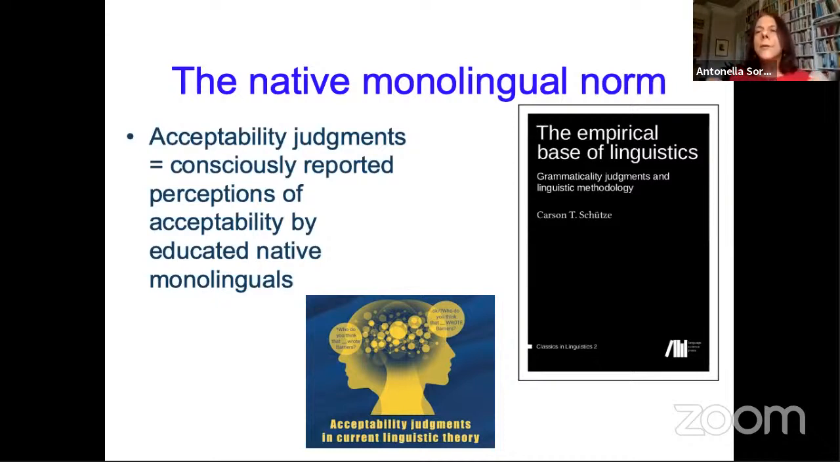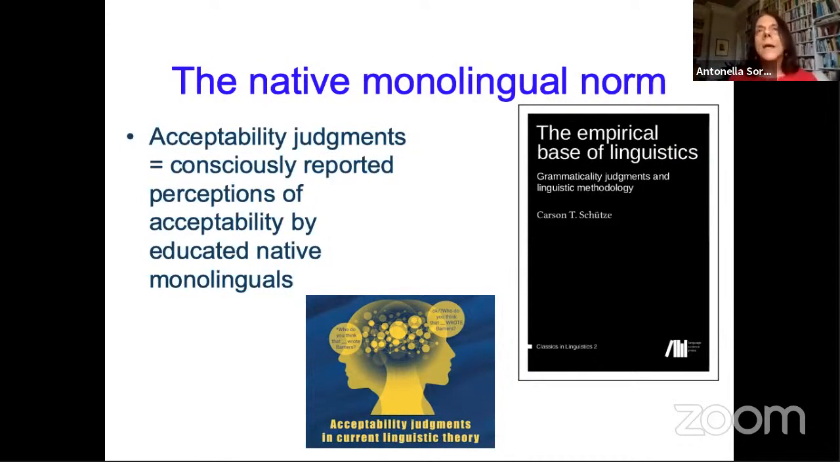They are consciously reported perception of acceptability, usually categorical, right or wrong, good or bad, by educated native monolingual speakers who can read, who can judge, quite complex sentences and constructions that are not likely to have been heard before in real life. So that is what many linguists, and I put myself in that category as well, many linguists have been relying on for a long time. We know now that there are better ways of collecting acceptability judgments.